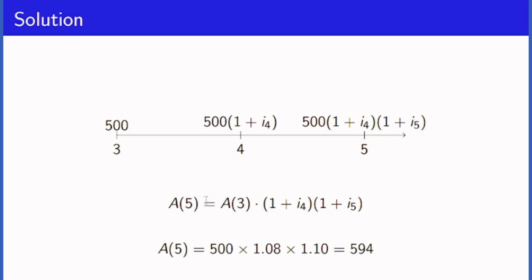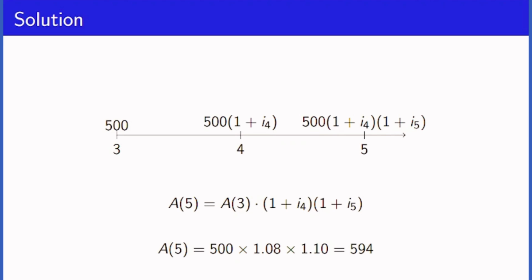So this is how we do it: the amount at time 5 is the amount at time 3 times the accumulation factor for time 4 and the accumulation factor for time 5, and that's the same thing as this. So 500 times 1.08 times 1.10, which is 594. Please punch it on your calculator and find out if that's the correct answer.